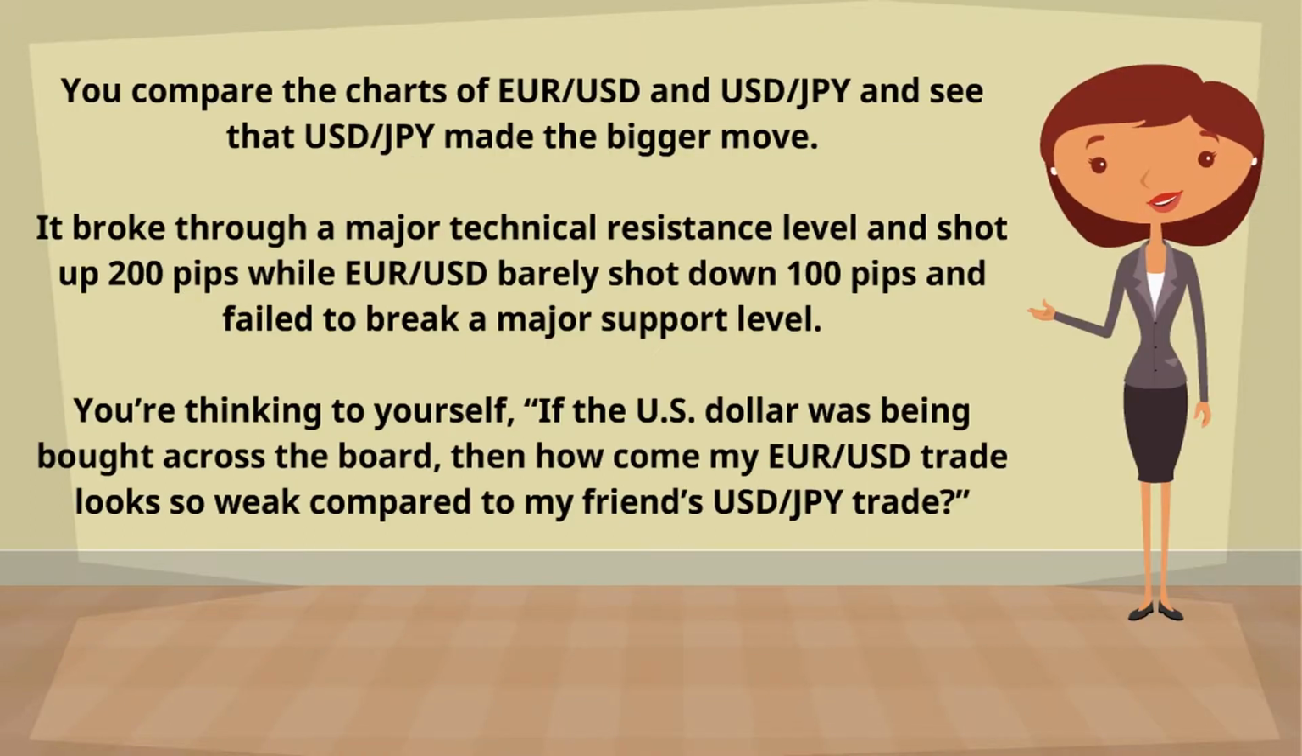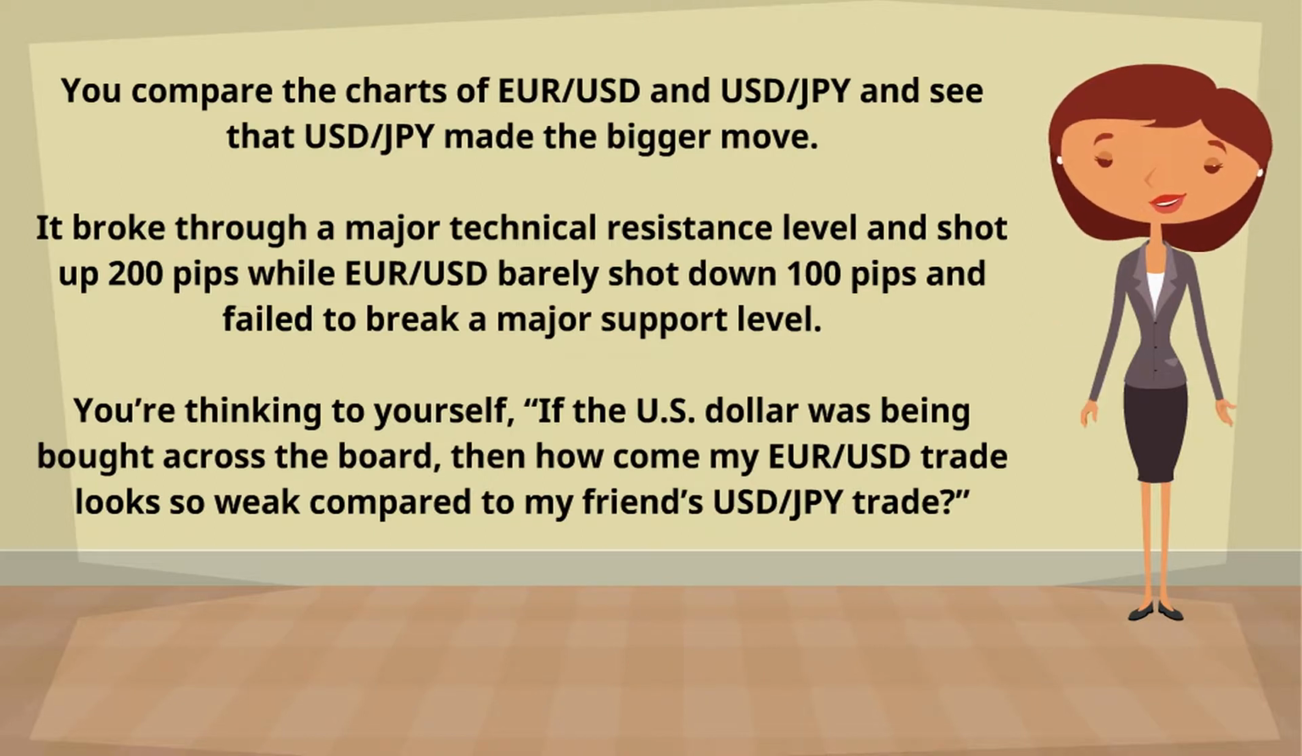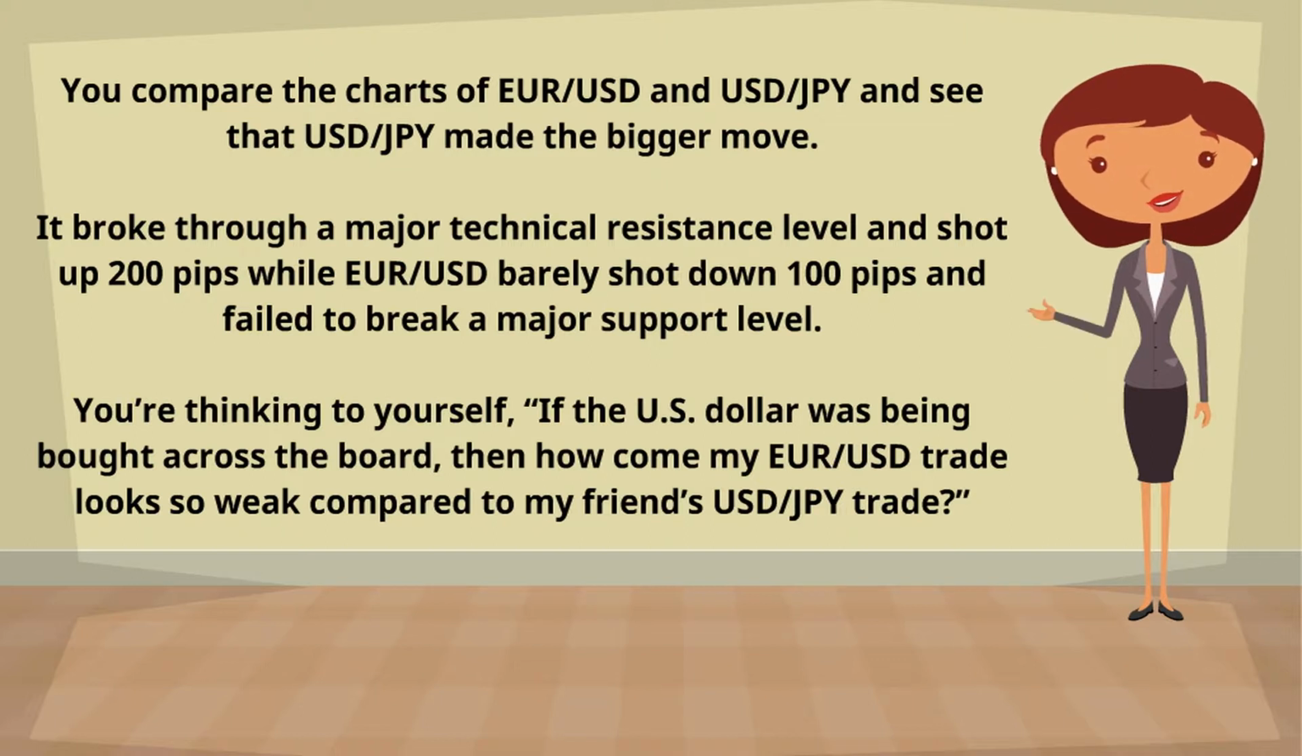You're like, what's up with that, yo? You compare the charts of Euro to US dollar and US dollar to Japanese yen and see that US dollar to Japanese yen made the bigger move. It broke through a major technical resistance level and shot up 200 pips while Euro to US dollar barely shot down 100 pips and failed to break a major support level. You're thinking to yourself, if the US dollar was being bought across the board, then how come my Euro to US dollar trade looks so weak compared to my friend's US dollar to Japanese yen trade?